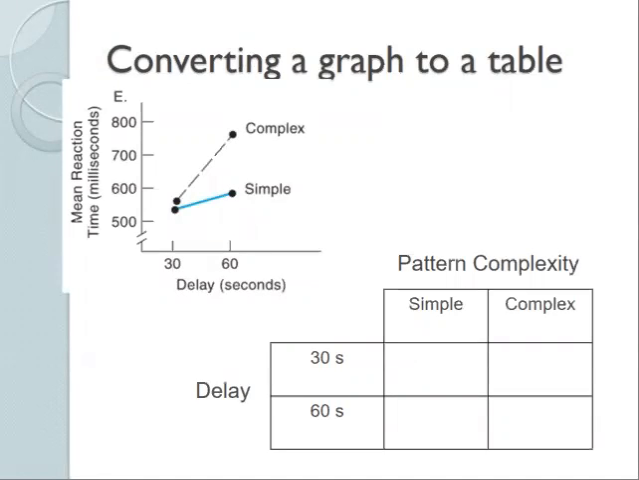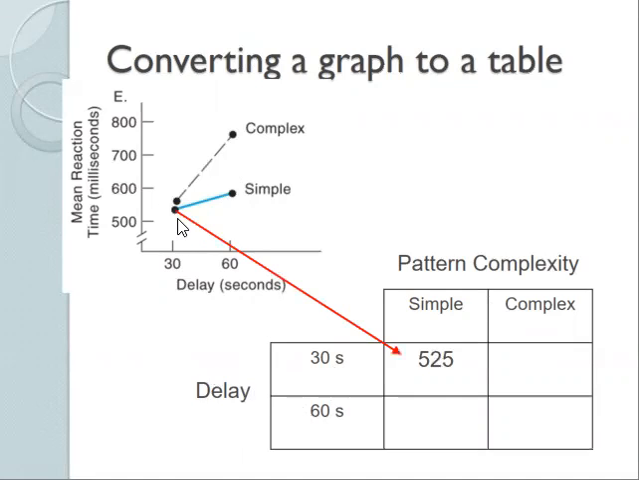So we know our two independent variables and we know the levels of each, so I can set up a table just like we've been discussing. We've got pattern complexity, either simple or complex. So pattern complexity is the first independent variable, levels are simple and complex. Delay is the second independent variable and the levels are 30 seconds versus 60 seconds. So now, we have all our means, so all I need to do is transfer that information.